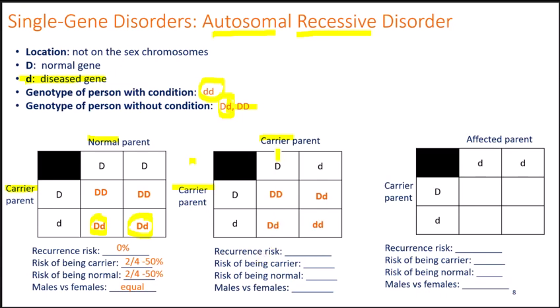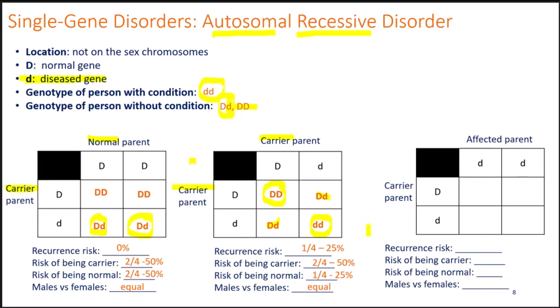So their recurrence risk, the chance that the person will have the condition or disease, would look like this. Two carrier parents have a 1 in 4 chance of passing the actual disease onto their child. Risk of being a carrier, we know, would be this situation here, which we see twice. So there is a 2 out of 4 chance that their child will be a carrier of the condition. And the risk of being normal is going to be the difference between these. So 1 in 4 chance of being normal, this is our only normal situation, and males and females are affected equally.